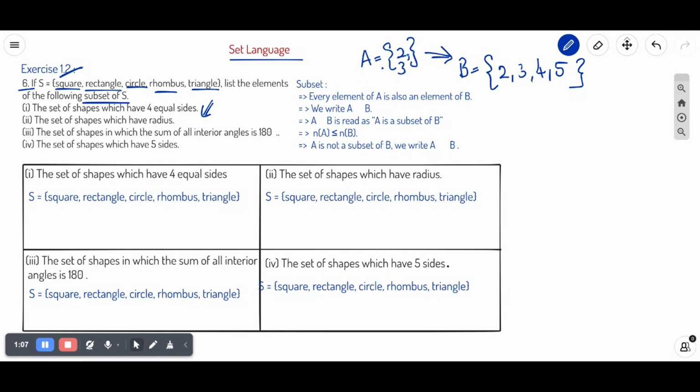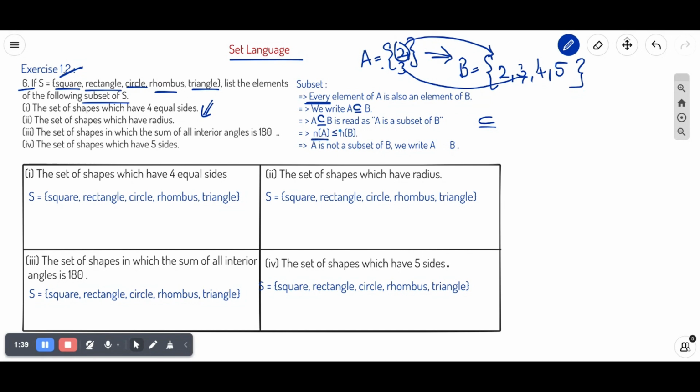This is the meaning of subset, which means every element. Suppose you can have 2, 3 also, any number of elements. But the thing is, all the elements of A are also elements of B. We have 2 here, and 2 is in B also. 3 is here, and 3 is in B also. So we write it as A is a subset of B. This is the symbol for subset, read as A is a subset of B. You put a C and below that you put a line.